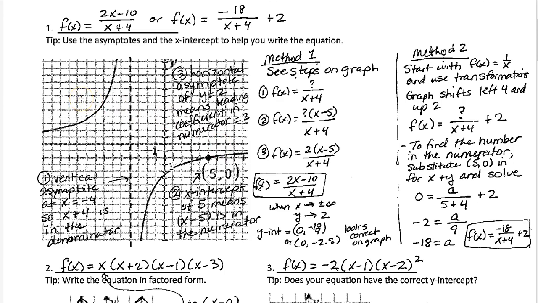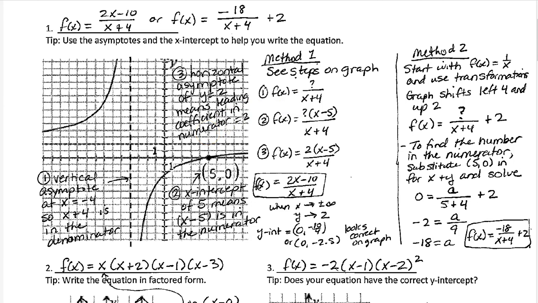Now think about when you graph an equation, the thing I asked you to do first was to find the vertical asymptote. That's because that's the easiest thing to find. When I see that there's a vertical asymptote at x equals -4, I know that -4 makes the denominator equal to 0, so the denominator must have an x plus 4 in it. So I already know what the denominator is.